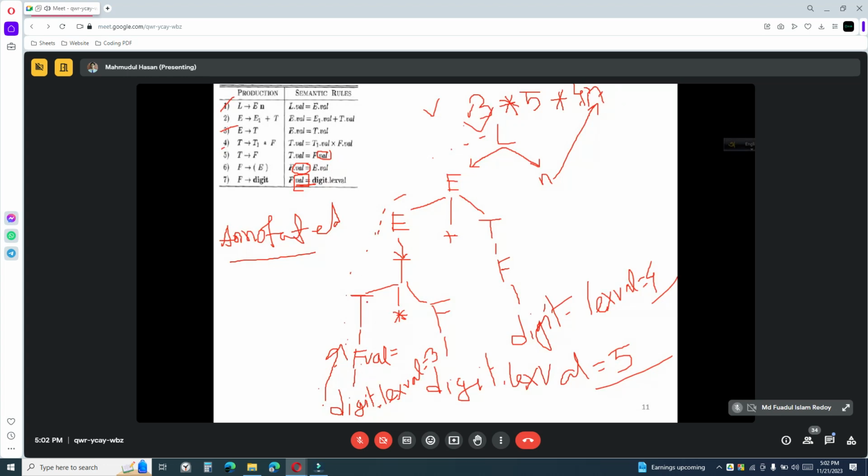Okay. So this F dot value has two production rules: one is T to F and another one is F to digit. This F is related with two production rules, T to F and F to digit, and F is a synthesized attribute, is it? That means you need to apply this production rule because here F to digit, that means parent to child, is it?